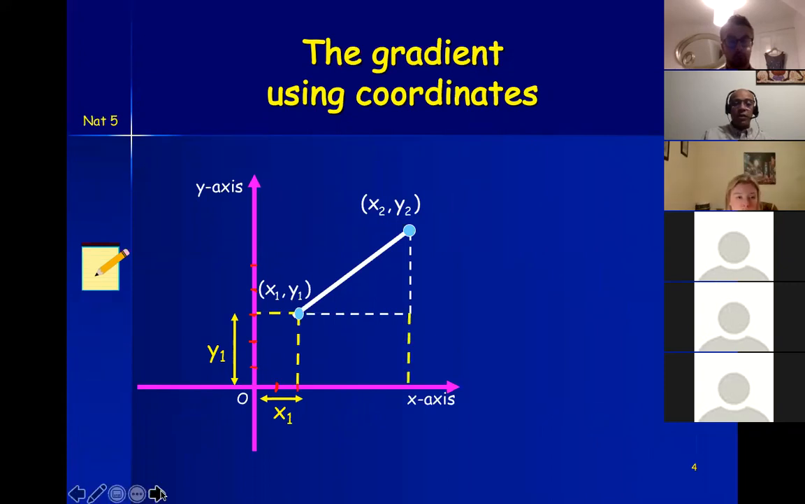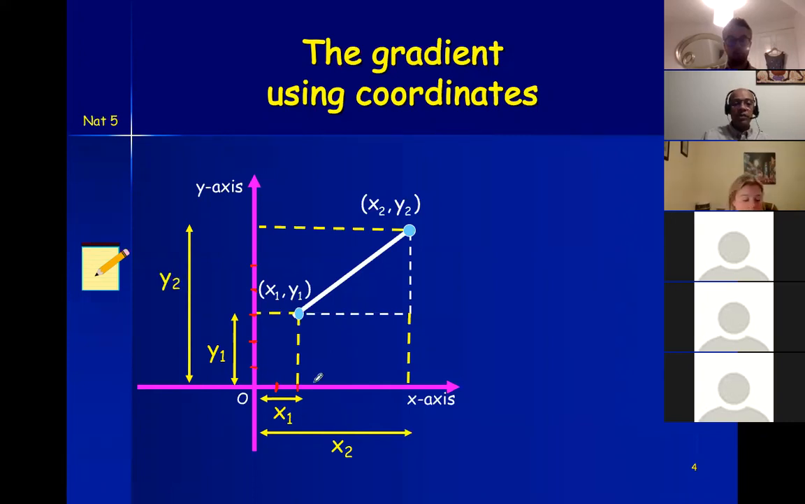The next point I've been given is x2, y2. So that's my x2, that's the distance there. That could have been 1, 2, 3, 4, 5, 6, for example, for x2. And then 1, 2, 3, 4, 5, 6, and 7 for y2. This is just an example, okay?